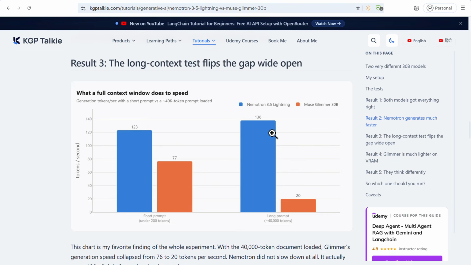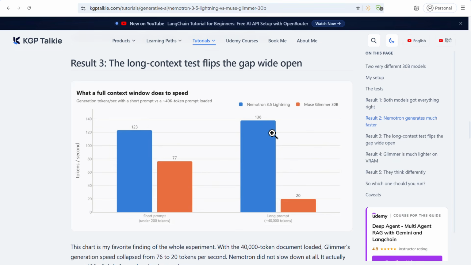So I can say that the Nemotron is not affected by the long context, but Muse Glimmer is affected by long context. So the question is why and how? If you remember during our comparison, I told you Muse Glimmer is a dense architecture based model, whereas the NVIDIA Nemotron is based on the Mamba 2 hybrid architecture. That means it is MOE architecture, mixture of expert architecture.